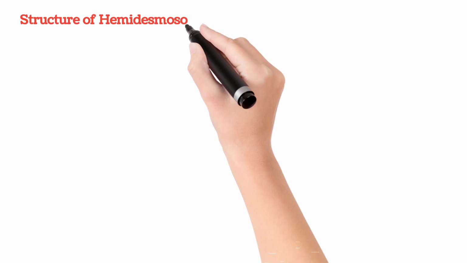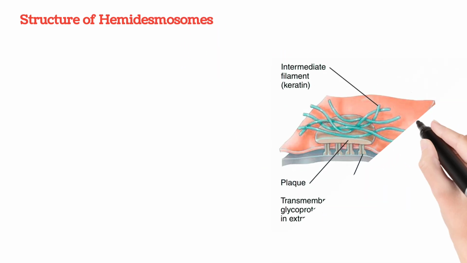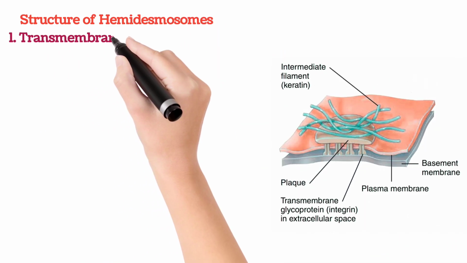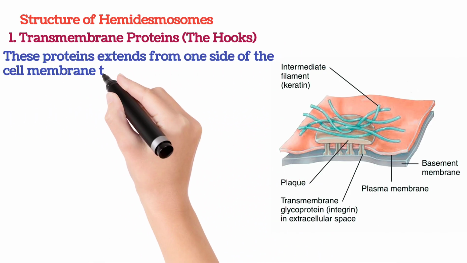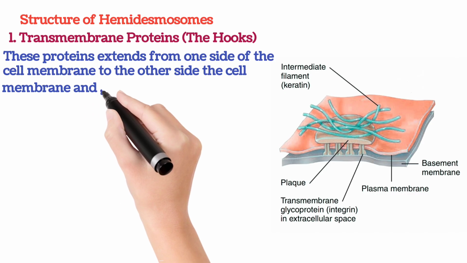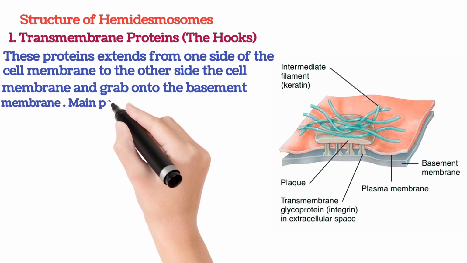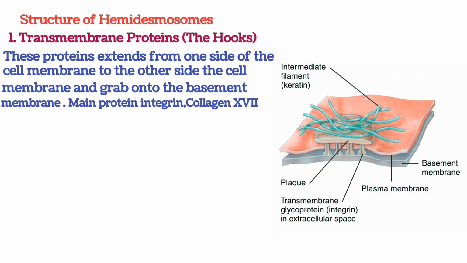Structure of hemidesmosome. Transmembrane proteins, the hooks. These proteins extend from one side of the cell membrane to the other side and grab onto the basement membrane. Main protein: integrin works like a hook to latch onto laminin 332 in the basement membrane. Another protein, collagen 17, helps reinforce this connection.